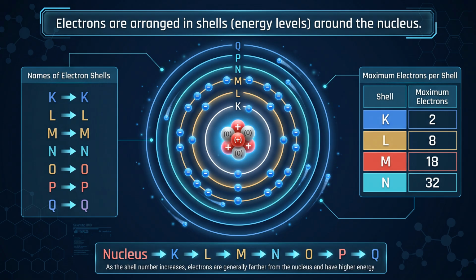This arrangement of electrons is extremely important because the outermost shell, also called the valence shell, determines the chemical behavior of an element. The electrons present in the outermost shell are known as valence electrons. These electrons participate in chemical reactions and chemical bonding. Atoms gain, lose, or share valence electrons to achieve greater stability.